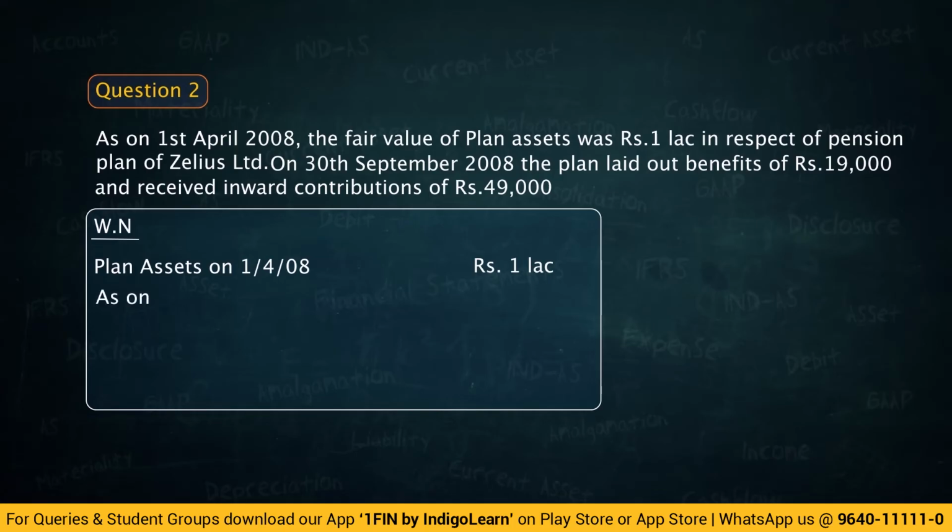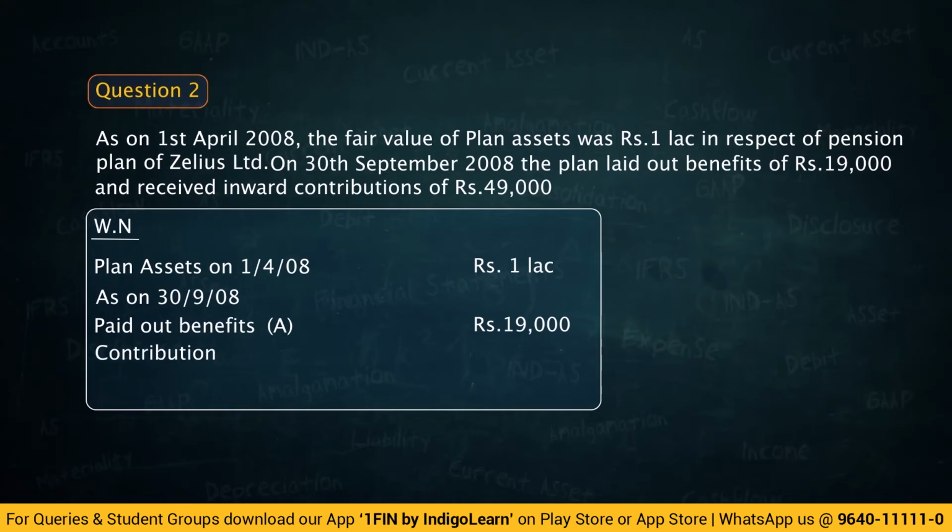Then on 30th September, so after 6 months, what is the situation? Plan paid out benefits. When I say paid out benefits, whom is the plan going to benefit? Employees. So 19,000 is our outflow and received inward contributions of 49,000. Who will give these inward contributions? Company will give these inward contributions. So company gave 49,000 or set aside 49,000 towards employee benefits, paid out 19,000.